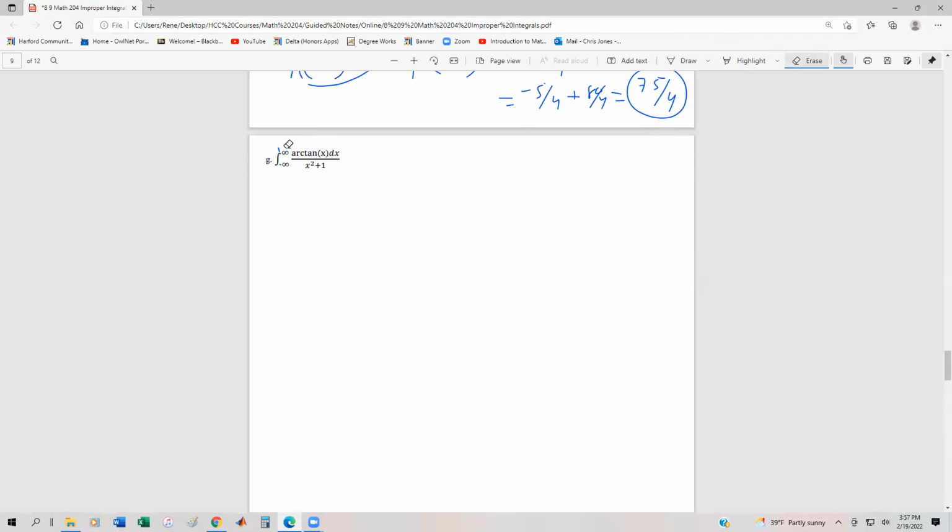So here's how I'm going to do this. All right, I can break this up at any point that I choose. All right, I'm going to break it up at 0 because 0 is just like a natural midpoint between negative and positive infinity. So I'm going to write this as the limit as c approaches negative infinity from c to 0 of arctan x. That looks nothing like arctan x. Sorry. Let me see if I can write that correctly.